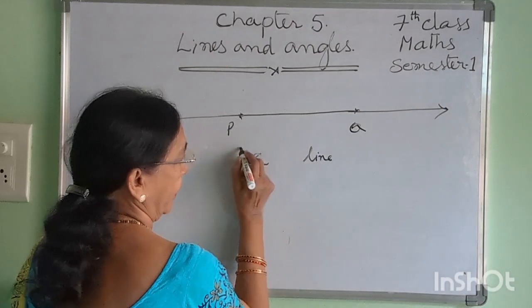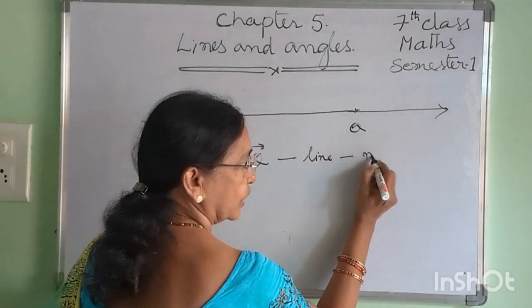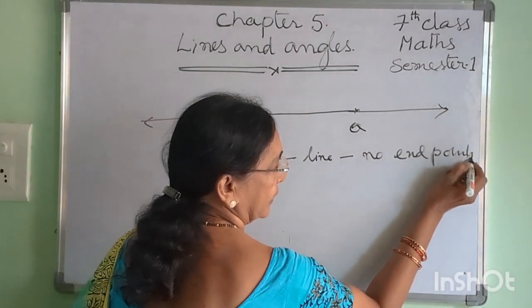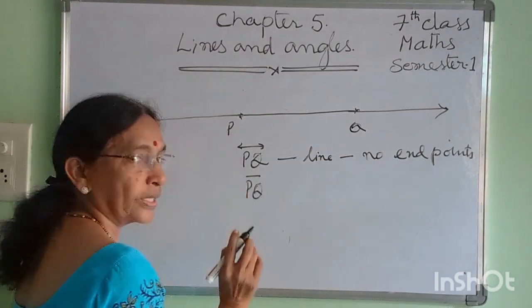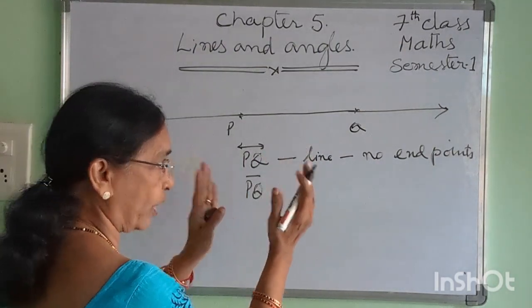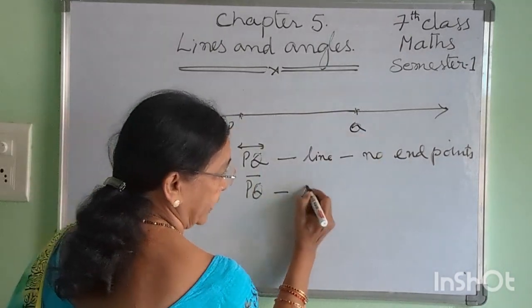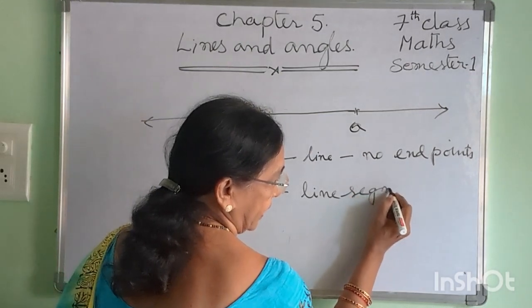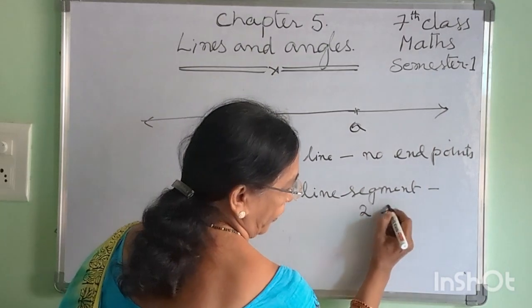PQ is a line. It has no endpoints. Whereas PQ, the part of the line from P to Q, is called a line segment. It has two endpoints.